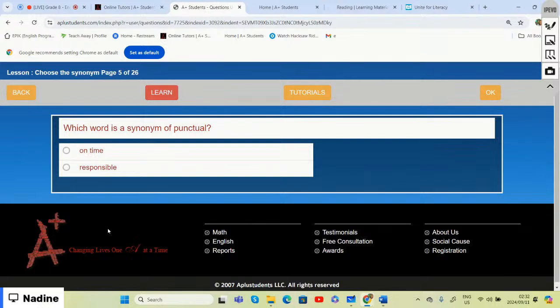What is the synonym? Which word is a synonym of punctual? Punctual. Is it on time or is it just responsible? On time or responsible?